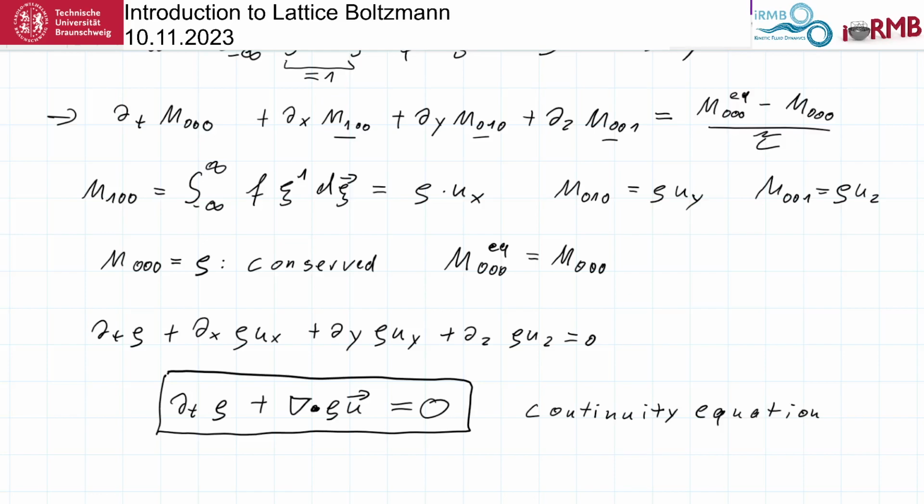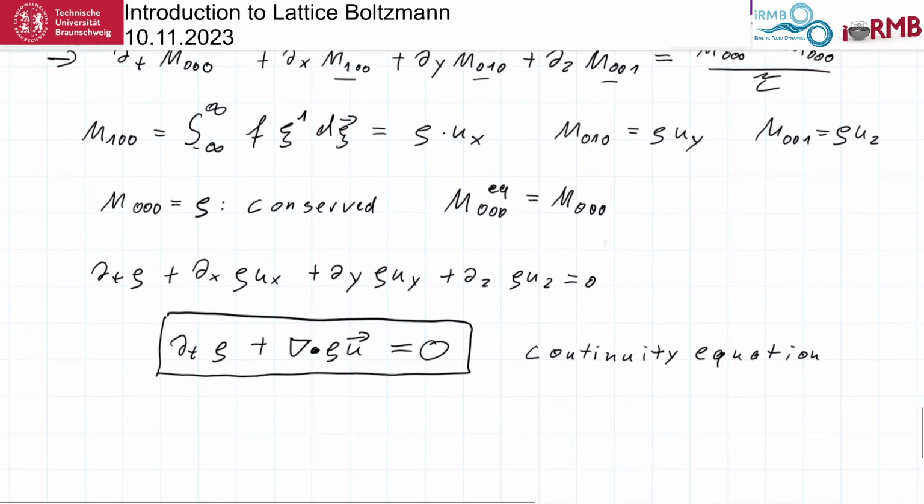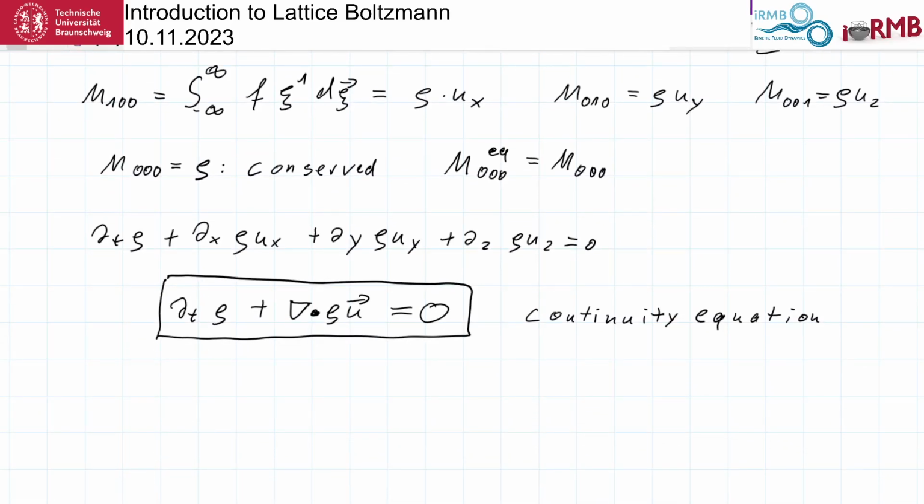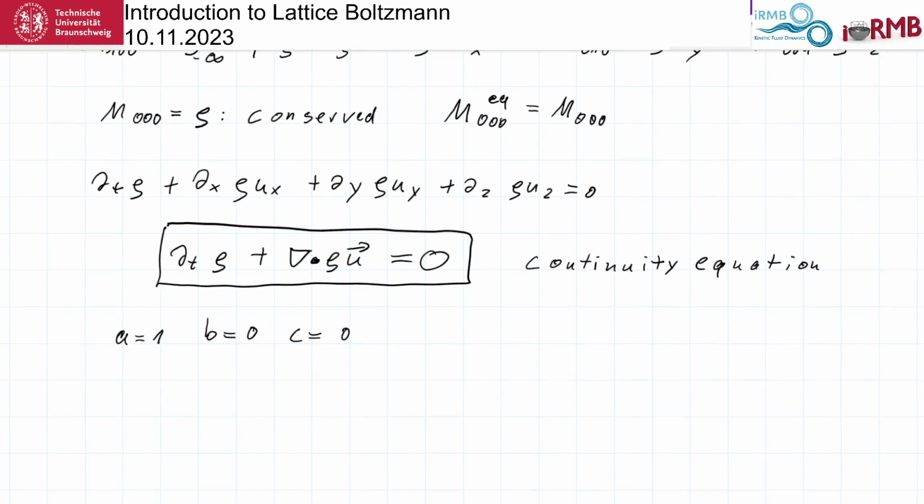You need this for solving the Navier-Stokes equation. The Navier-Stokes equation itself is not sufficient because it has a pressure term. Okay, we come to the Navier-Stokes equation. Let's go on in our moment chain and count upwards. A equal to 1, B equal to 0, and C equal to 0. So what equation does this give us? We get dt m100 plus dx. So what moment do we get now?